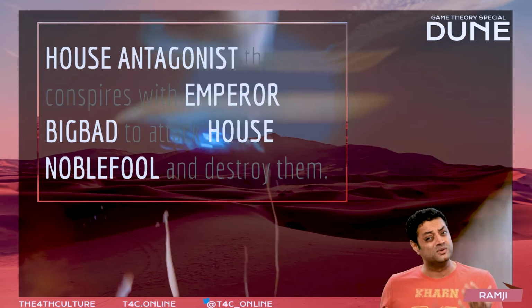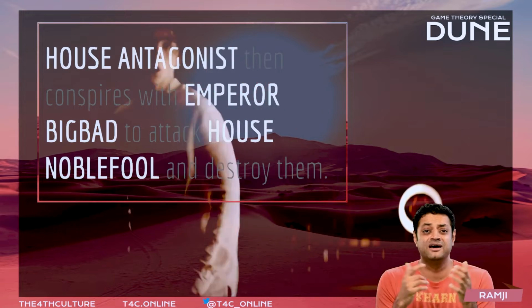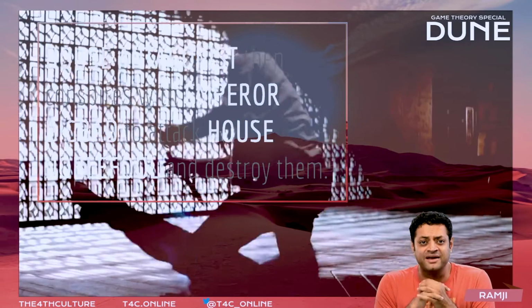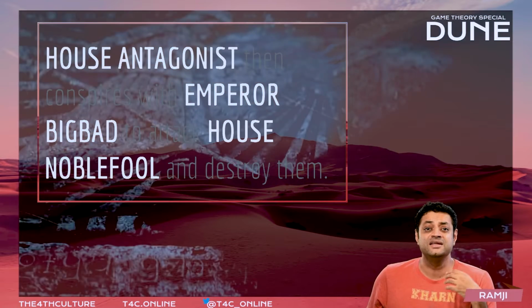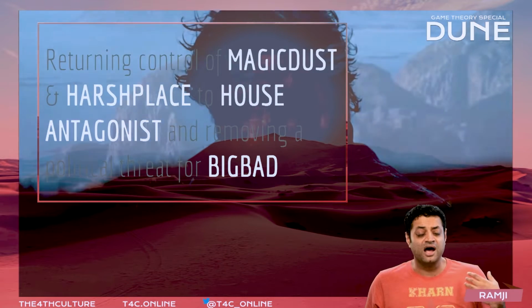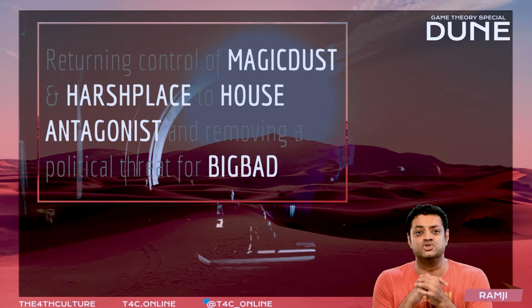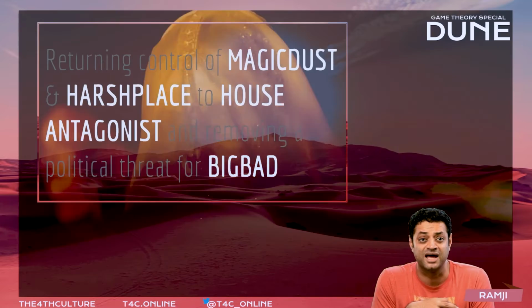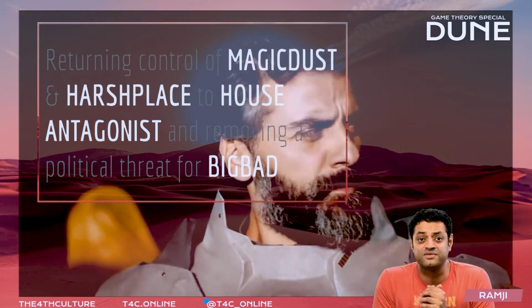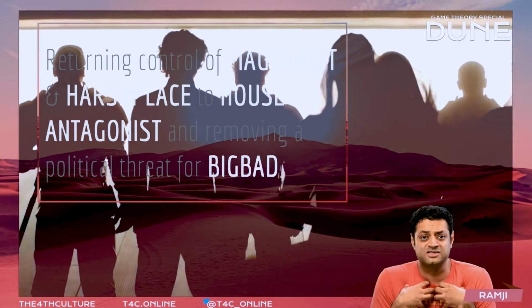House Antagonists also, bit sneaky, have begun to conspire with Emperor BIGBAD to attack House Noble-Fool and destroy them. And this is ultimately because they want to regain control of magic dust because they've made a lot of money from it and they don't like the fact they're about to lose that. And obviously, as a result, the HARSHPLACE. So that's what House Antagonist wants.